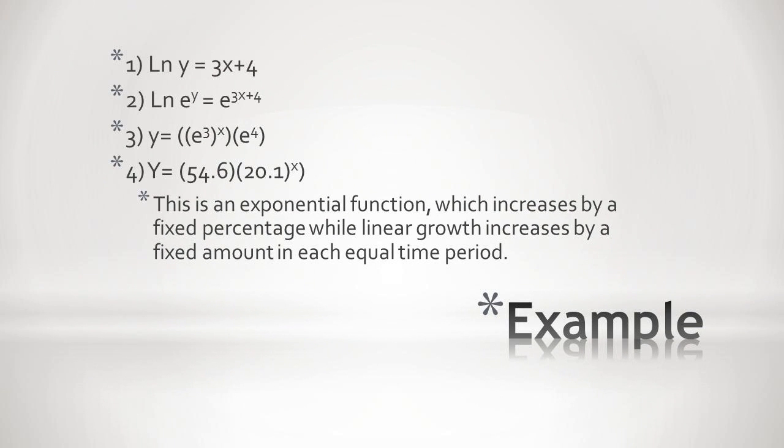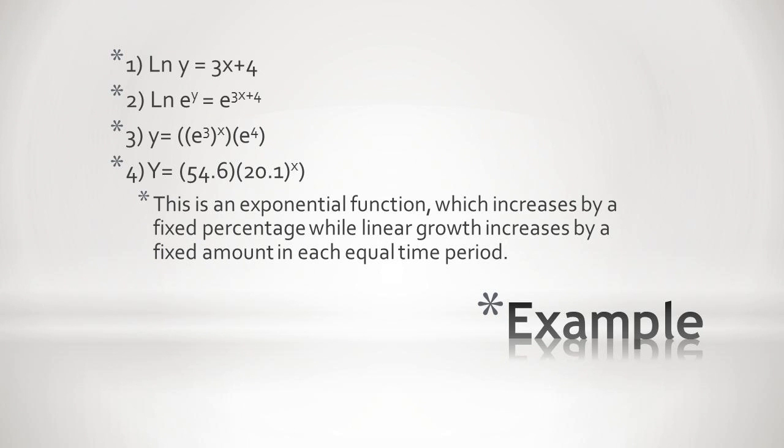For example, when ln y equals 3x plus 4, you change it to ln e to the power of y equals e to the power of 3x plus 4. Then y equals e to the power of 3 to the power of x multiplied by e to the power of 4. Y equals 54.6 multiplied by 20.1 to the power of x. This is an exponential function.